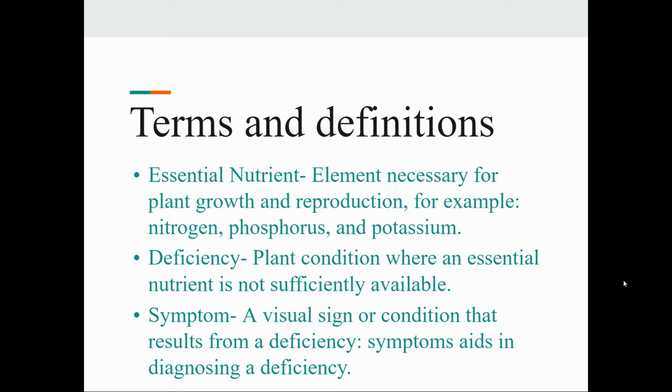Plant or nutrient deficiency, or really deficiency of anything, is a plant condition where an essential nutrient is not sufficiently available. A symptom, and just like with humans when you're sick, is a visual sign or condition that can result from a deficiency. Symptoms aid in diagnosing a deficiency. So if we understand what we're seeing, or we understand the symptoms, then we may be able to understand what exactly is lacking or too much of, and we could change it without having to do an expensive test.